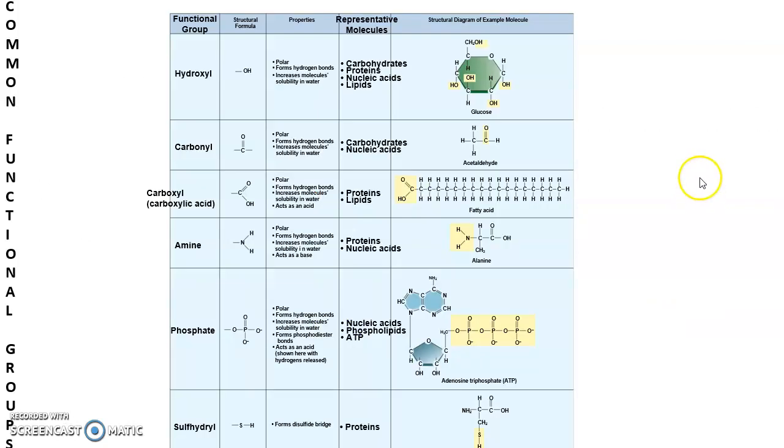Here are some common functional groups: hydroxyl, carbonyl, amine, phosphate. Some of these are important and will come up again and again: carboxyl, hydroxyl, amine, phosphate. There are some others that won't show up that often. Again, know they exist, that they change the chemical properties, but we won't go into too much detail about them.